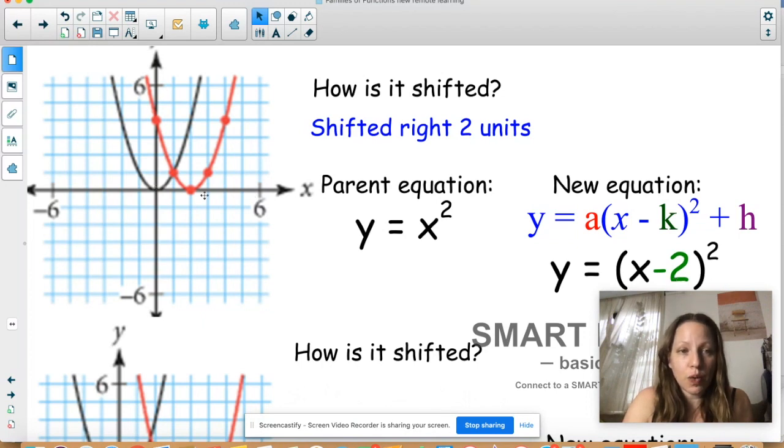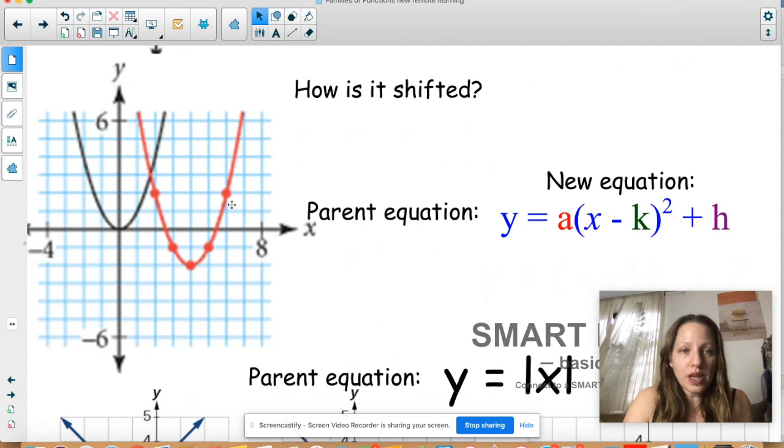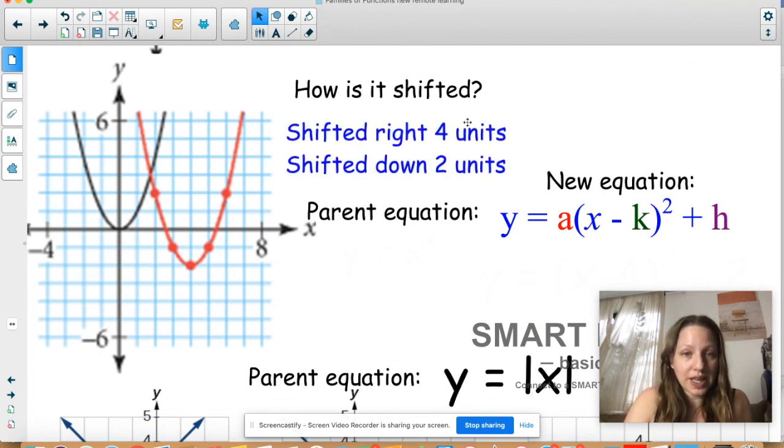So do you see how I look at what direction it shifted? And then that's how I choose, do I put the number inside with the x or outside at the end? Okay. Since it went right 2, I put a -2 inside the parentheses. Okay. How did this shift? Well, this one went to the right 1, 2, 3, 4, and then down 2, 1, 2. Okay, so it shifted right 4, down 2.